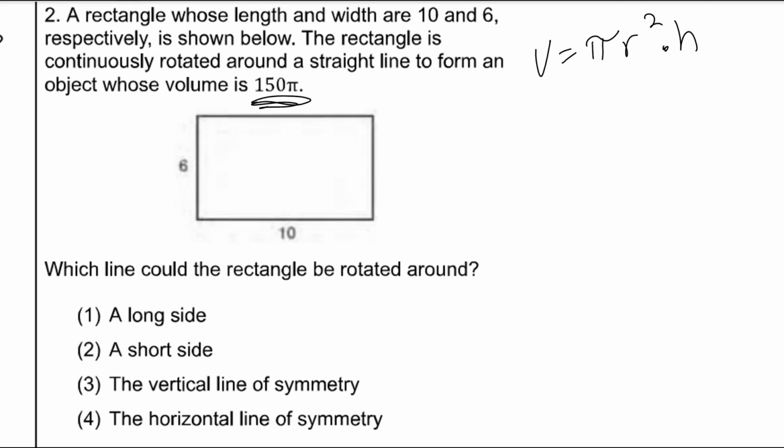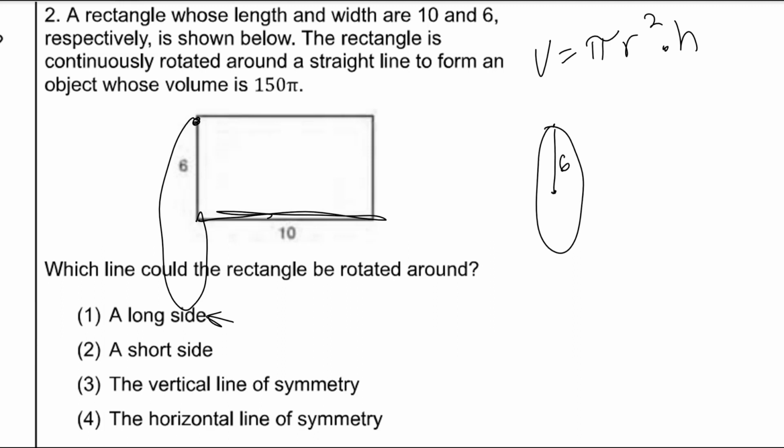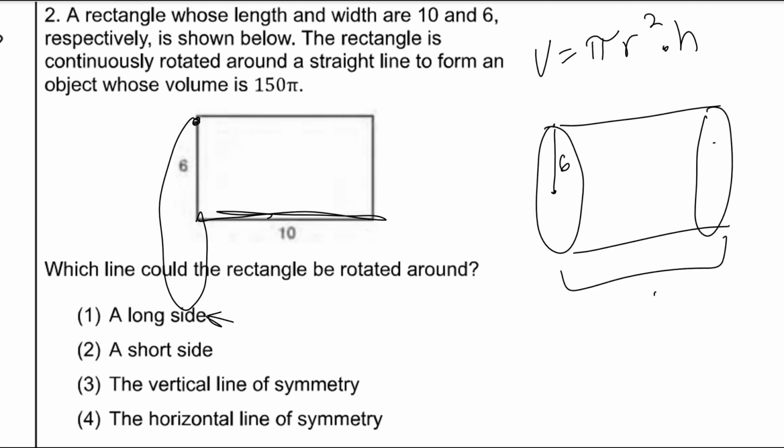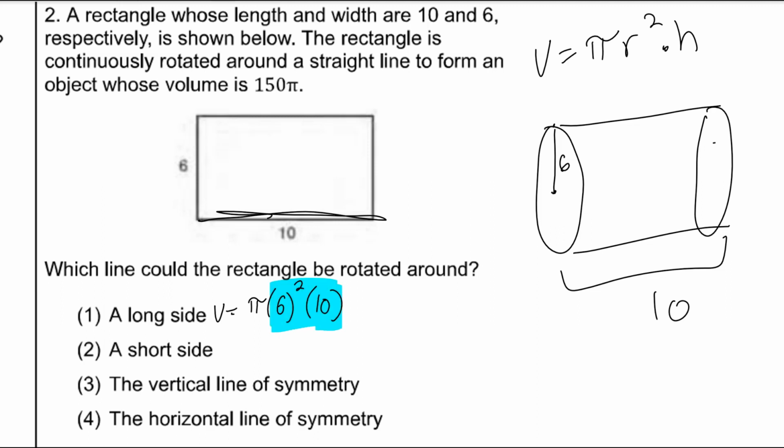So if I wanted to go through each of these, let's say I rotate it around the long side and spin it around like this. Visually we'd have a cylinder with a radius of 6, and the distance between those two circular bases would be 10. If I plug into that formula using those measurements, do I get 150 pi? Let's check. The radius in this case would be 6, and the height is 10. If I leave it in terms of pi by just multiplying 6 squared times 10 in my calculator, I end up getting 360 pi, which is not 150 pi.